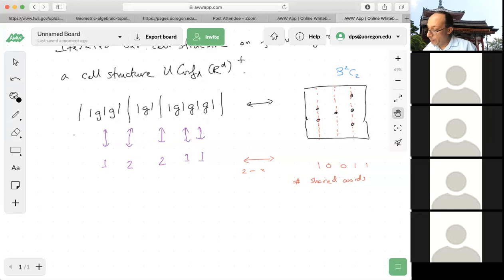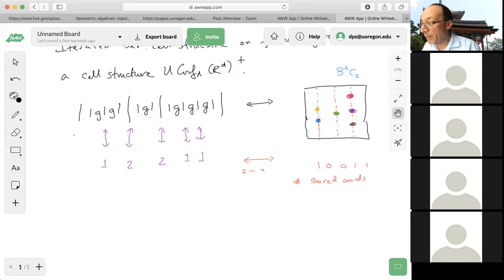So let me color these. The first one is, say, the blue point now. And the blue and the yellow points share one coordinate. The yellow and the green points share no coordinates. The green and the brown share no coordinates. The brown and the purple share one coordinate, and the purple and the magenta share one coordinate. So these are the number of shared coordinates. That's the standard way to discuss the cell structure, the Fox-Neuwirth cell structure on the one-point compactification.